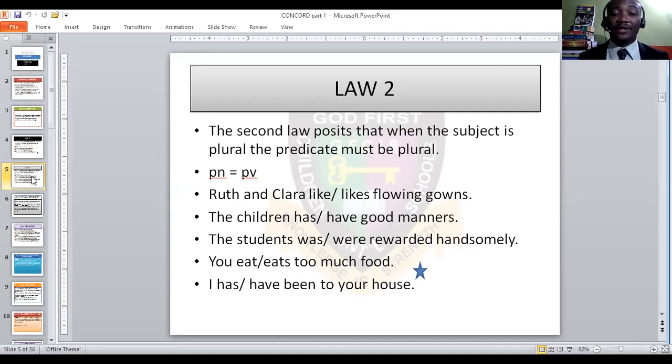Now, remember I told you in the last class that you and I do not obey the first and second laws of Concord. You and I are singular plurals. They appear like singulars, but they are treated as plurals. So when we say "you," it won't be "it"; even if we think it's one person, it will be "eat too much." If I say "I," I won't say "has." Even if I'm talking about one person, I will say "have," which is plural.